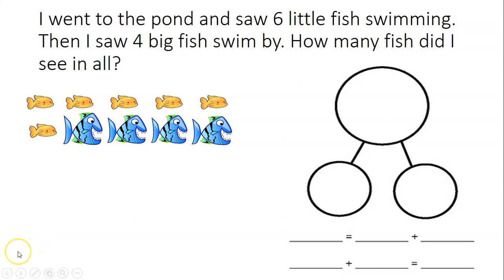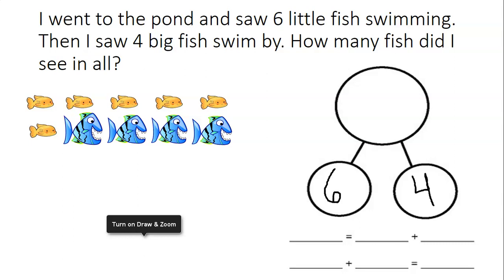Now first I want you guys to take a second and see if you can fill it out before me. Okay, so what did you guys get for my 2 parts? That's right, 6 and 4. Now, 6 little fish plus 4 big fish would equal how many fish altogether? That's right, 10. Now let's move over to our number sentence.